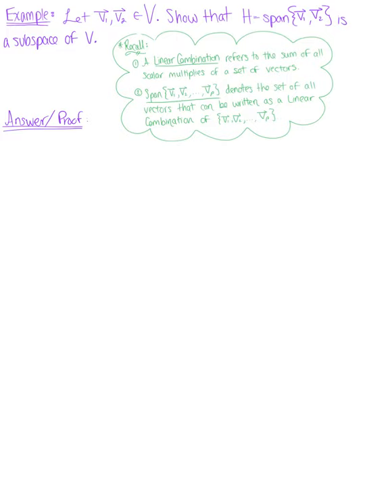Let vector v sub 1 and v sub 2 be in the vector space V. And we want to show that H, defined by the span of these two vectors, is a subspace of V. So two important things to get us started here.